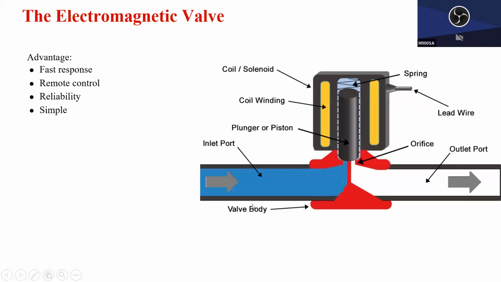So here are some advantages and disadvantages of the electromagnetic valve. Why do we use it? The first advantage is fast response. As you know, electrical current is really fast, right? You cannot see it with your eyes. So when you give electrical current, it will immediately react to your signals. It will immediately open or close based on what you give.